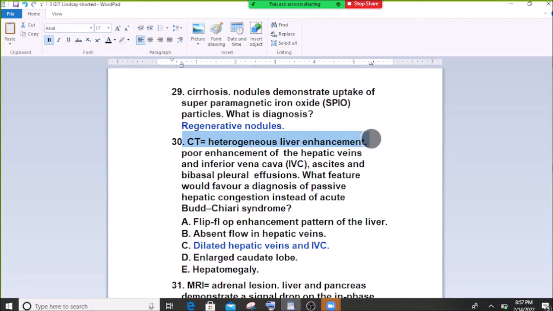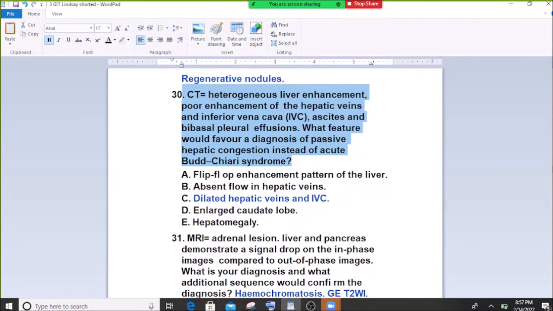Question number 30. CT shows heterogeneous liver enhancement, poor enhancement of the hepatic veins and inferior vena cava, ascites, and bilateral pleural effusion. What feature would favor diagnosis of passive hepatic congestion instead of acute Budd-Chiari syndrome? Dilated hepatic veins and inferior vena cava, as seen in passive hepatic congestion. The rest of the findings are seen in Budd-Chiari: hepatomegaly, enlarged caudate lobe, absence of fluid in hepatic veins, and flip-flop enhancement. Only dilated hepatic veins and inferior vena cava are seen in passive hepatic congestion.